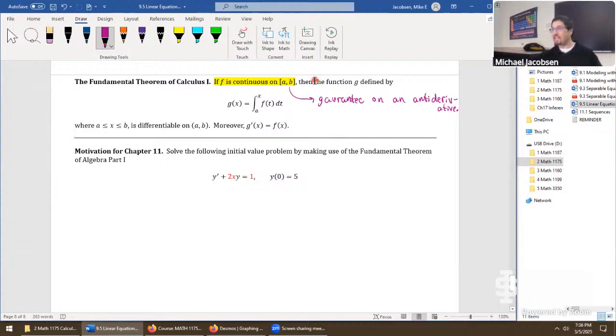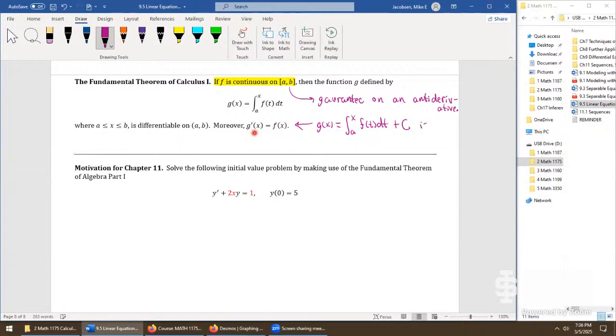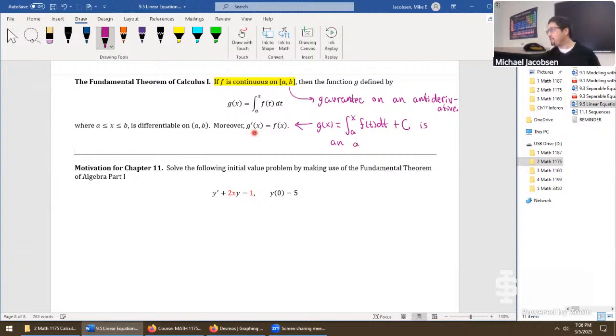And the way that our author expresses that antiderivative is defining an integral function where the input x is the upper limit of integration. Lower limit a doesn't have to be that value. It can be any value in the integral. But once this is defined, we can say here, the derivative of g is equal to f of x. But that's just a way of saying it's an antiderivative. G of x equals the integral from a to x, f of t dt plus a constant c is an antiderivative.